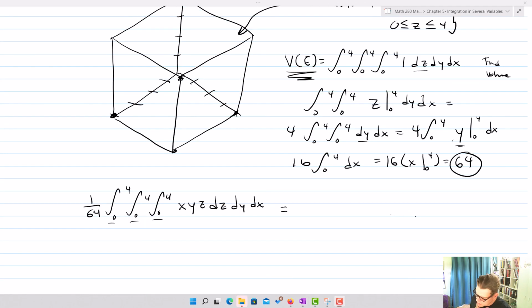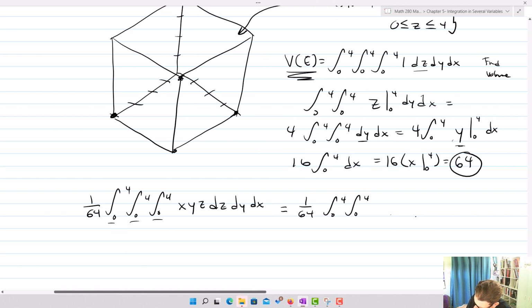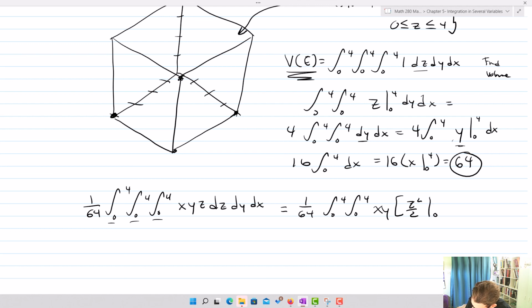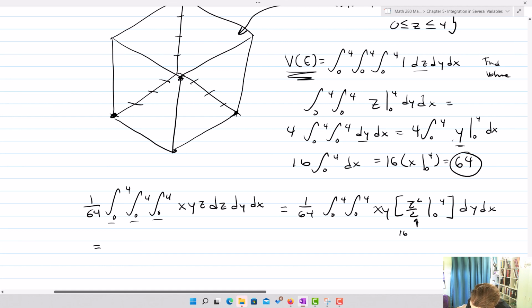So what we're going to do now, we got 1 over 64, got the integral from 0 to 4, integral from 0 to 4, okay? And then this is going to be, actually, it's going to be xy times z squared over 2, evaluated from 0 to 4, dy dx. Notice 4 squared is 16, divided by 2 is 8. So this thing up here is going to end up being 16 over 2 minus 0 over 2, which equals 8.